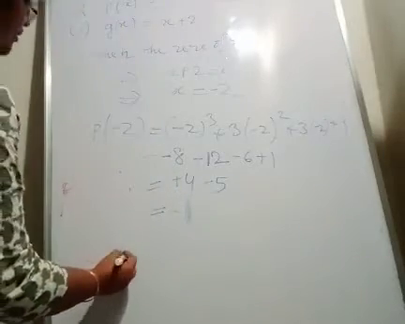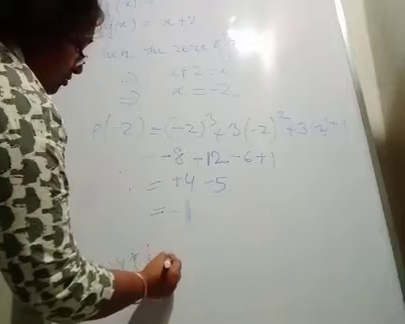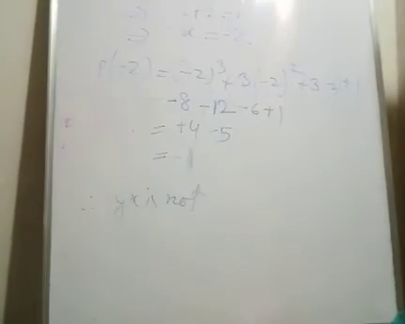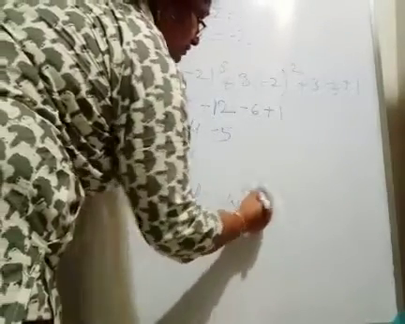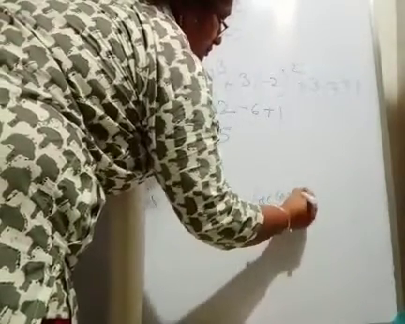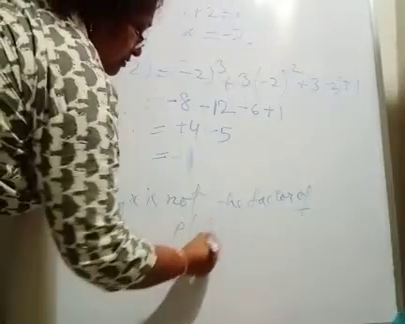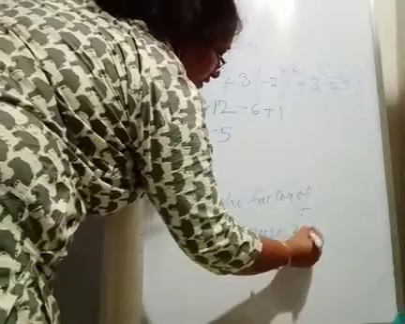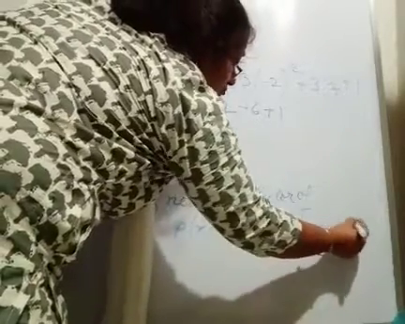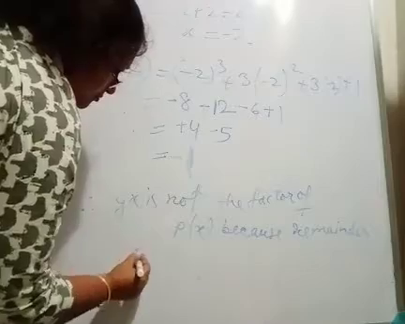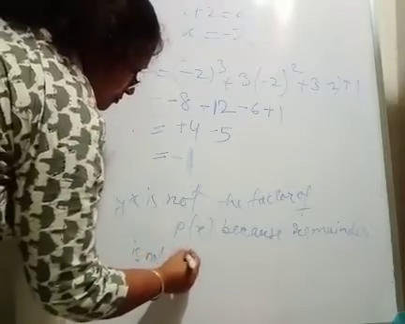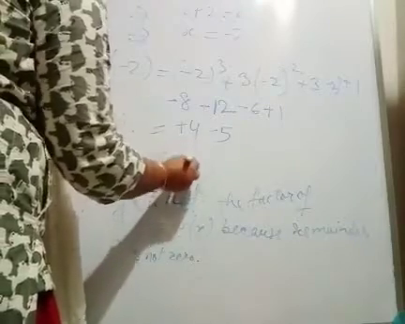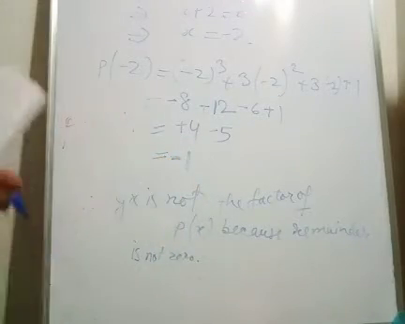So write down, therefore gx is not the factor of px because the remainder is not 0. Okay students, we are getting the remainder as minus 1. Now next question.